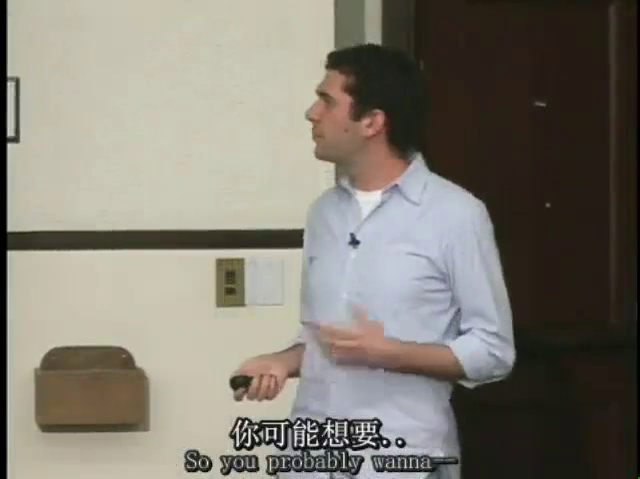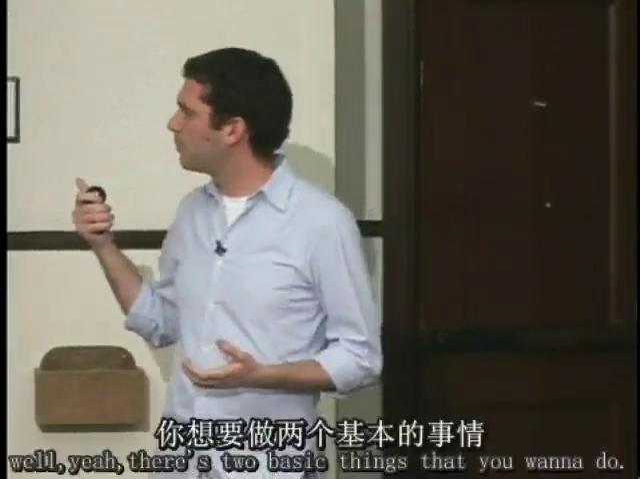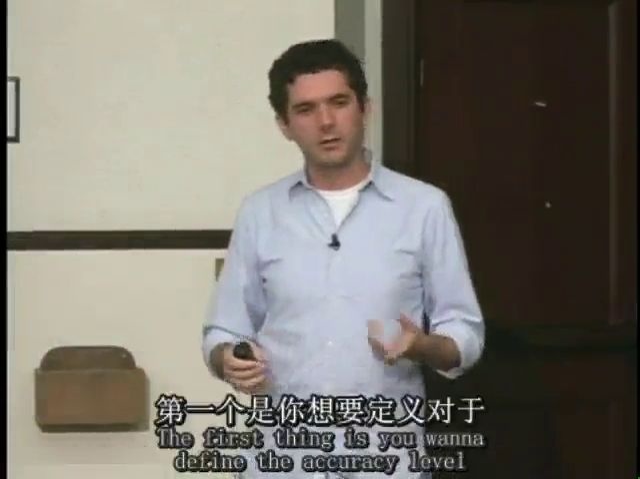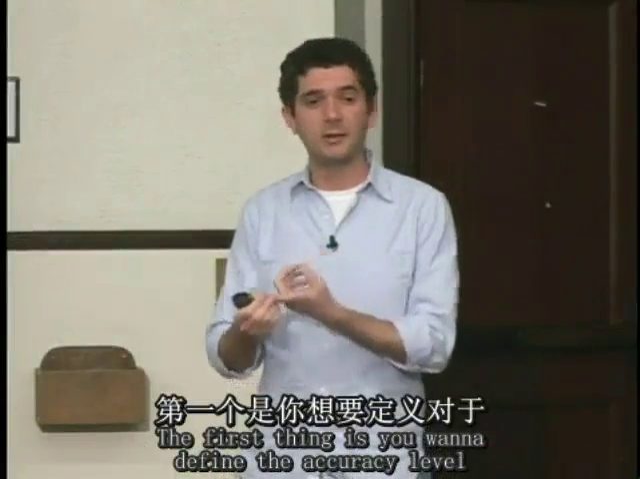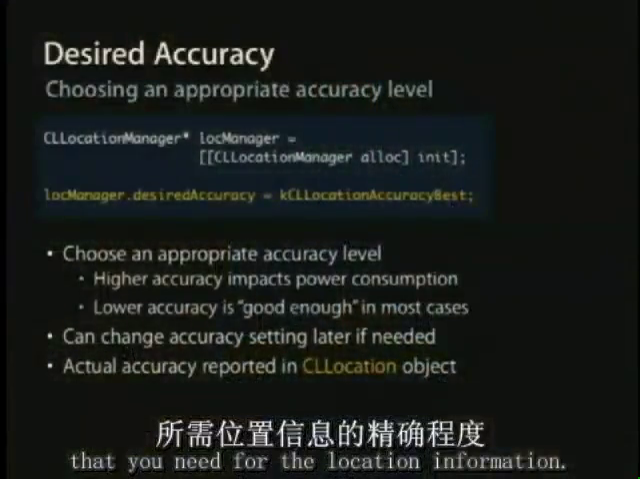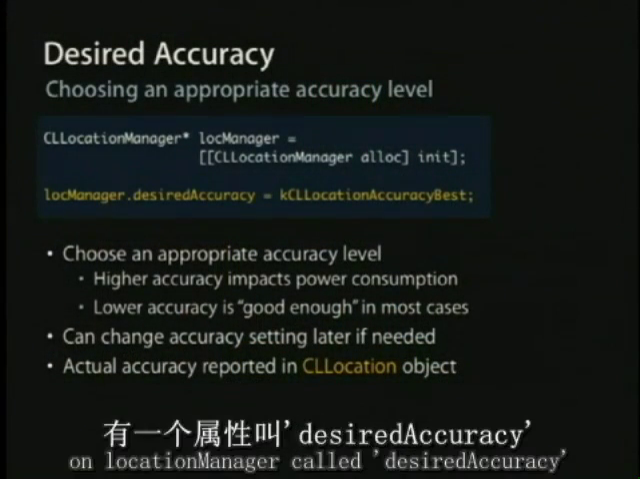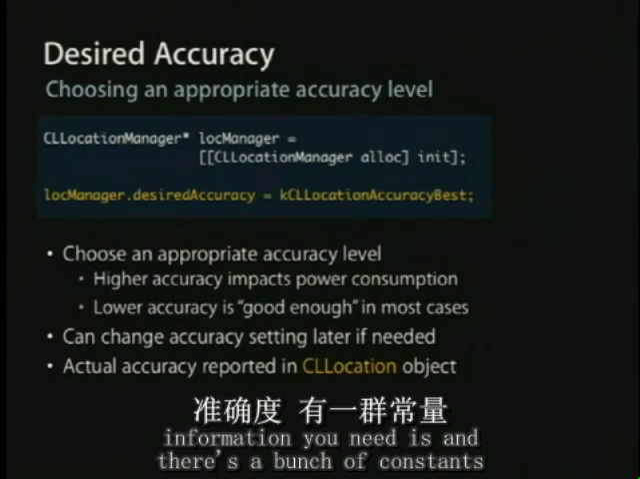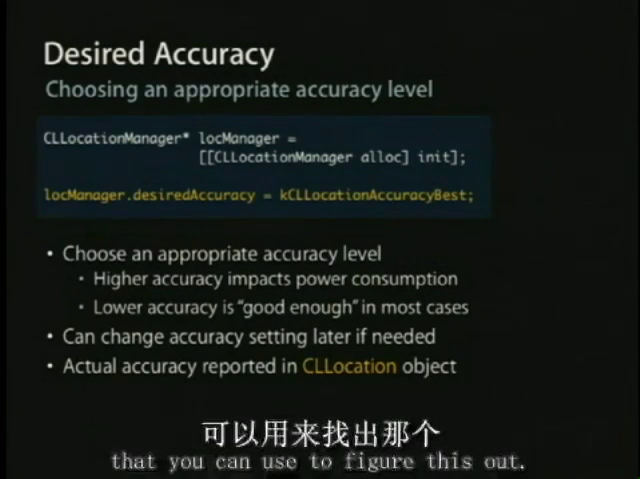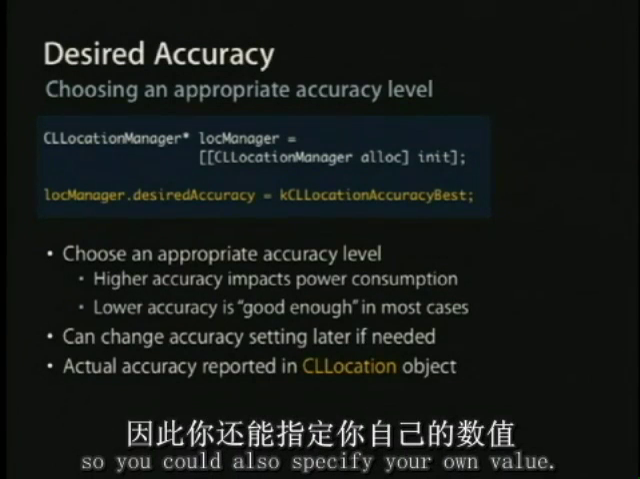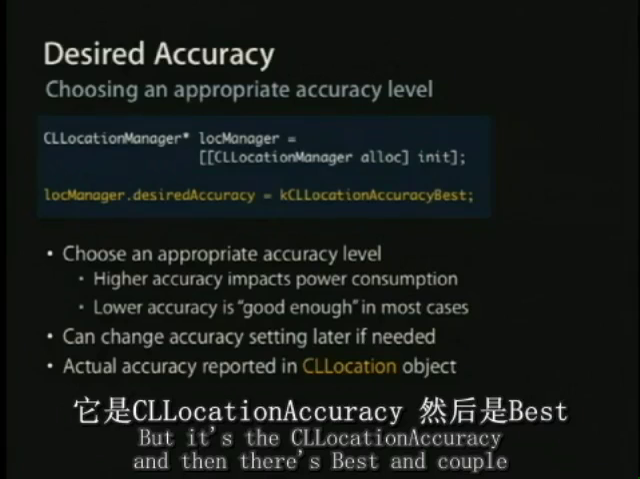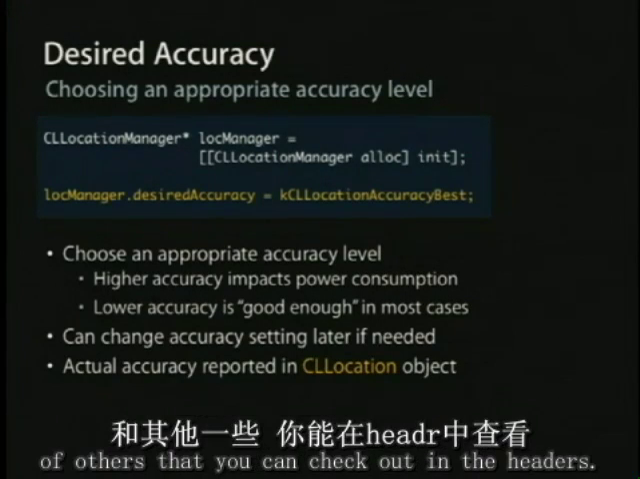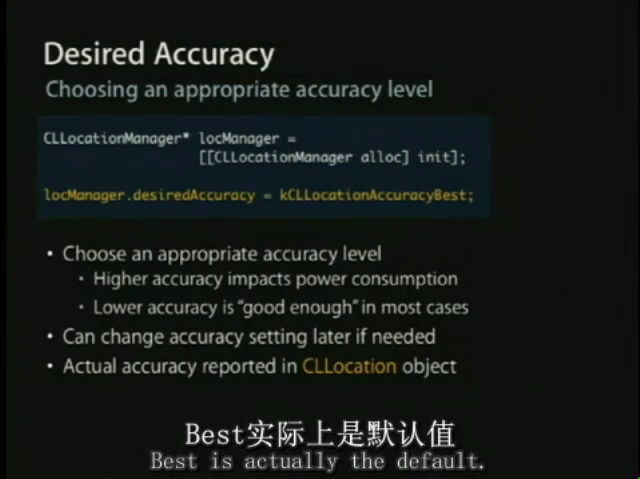So there's two basic things that you want to do. The first thing is you want to define the accuracy level that you need for the location information. So there's a property on Location Manager called desiredAccuracy that lets you specify how accurate the location information you need is. And there's a bunch of constants that you can use to figure this out. It's just defined in meters, so you could also specify your own value. But it's the kCLLocationAccuracy, and then there's best and a couple of others that you can check out in the headers. Best is actually the default.